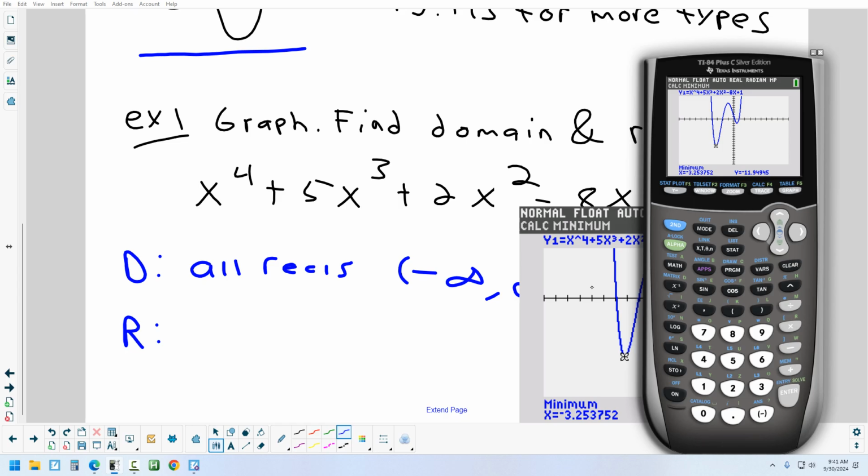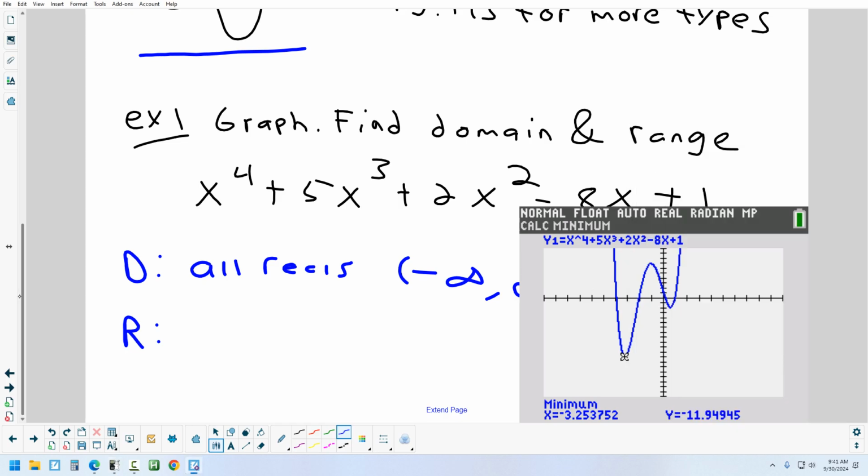Okay, now I'm finding the range. Am I interested in the x or the y value of the coordinate at that minimum point? I'm interested in the y. How low does this graph go? And it goes right down to -11.95. And we can include that because it does hit it. Okay, so -11.95.